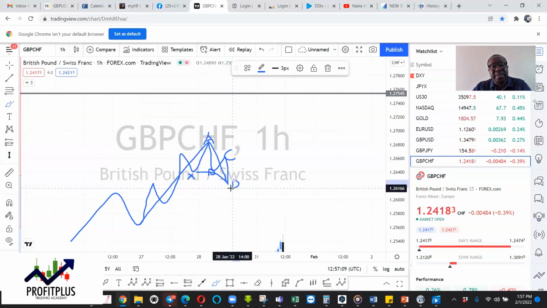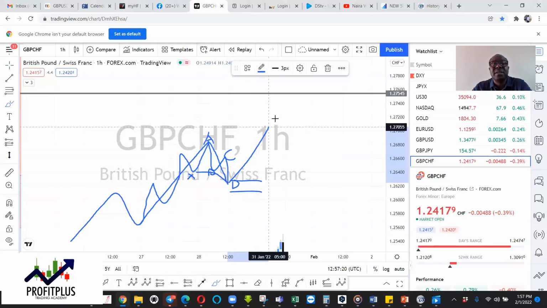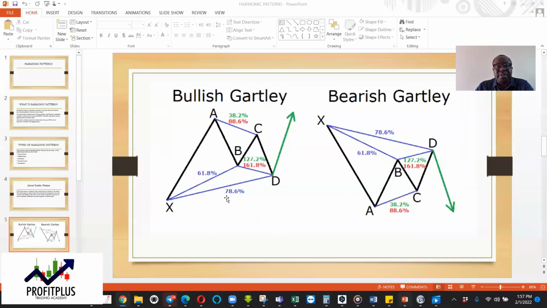Always in the labeling of the patterns, the D is actually the entry zone. That's where we look at the price reversal zone, where we look for the next impulse. And this is what every trader would like to do, to be in the market at this point. So let me go back to the slide. You can see this slide here. So this is a Gartley. There's an impulsive price action from X to A. Remember this, you locate this in a trending market.